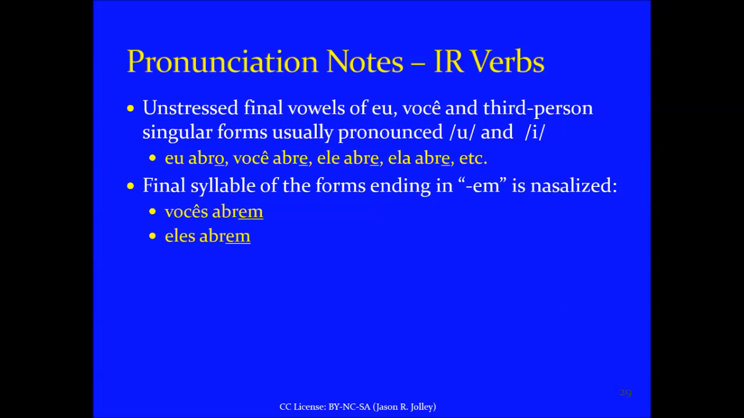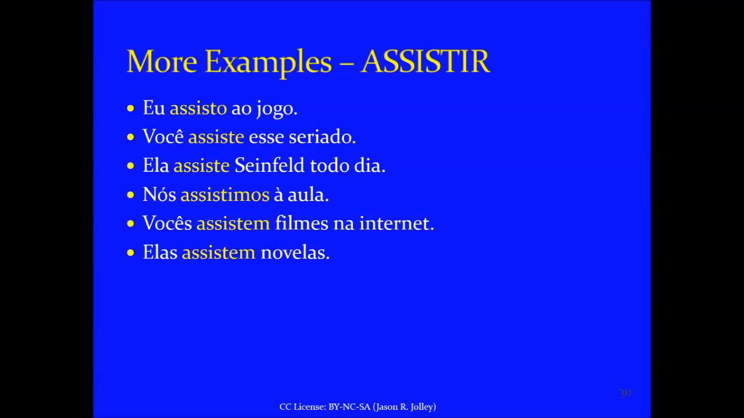As we saw with ER verbs, the final vowels of the eu, você, and third-person singular forms are weakened to u and e sounds normally because they're in an unstressed position. So what you'll usually hear will be eu abro, você abre, ele abre, ela abre, etc. Instead of eu abro, for example. And of course, the pronunciation of the final syllable of the forms ending in em is nasalized. Vocês abrem, eles abrem.